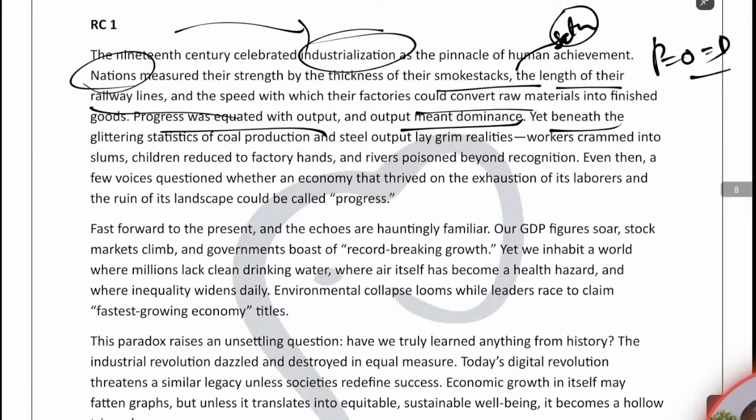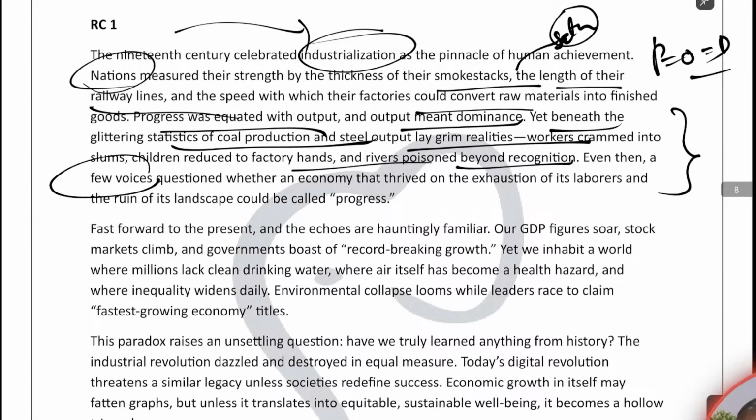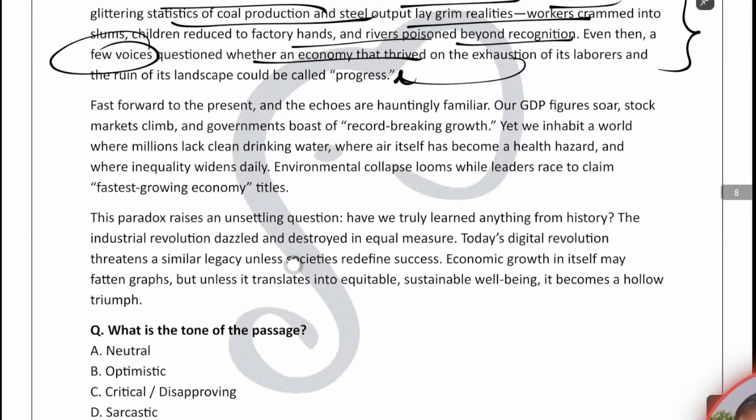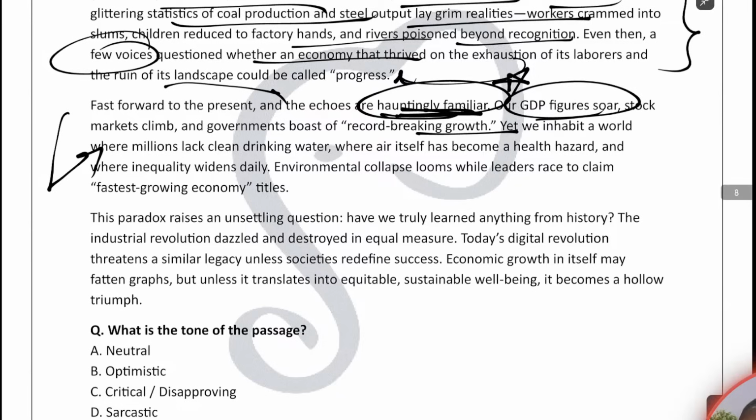Yet there is a lot of reality. He is talking about realities: slums, factories, kids, etc. And there are very few voices who questioned it because the entire landscape was about progress. Fast forward to the present. Echoes are hauntingly familiar. This is again one keyword that helps us understand the tone. The numbers are damaging. GDPs are good. Markets are climbing. There is growth, but there are a lot of people who don't have many things. So, definitely, this is not optimistic.